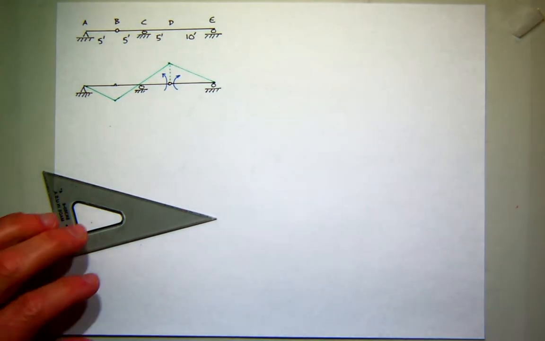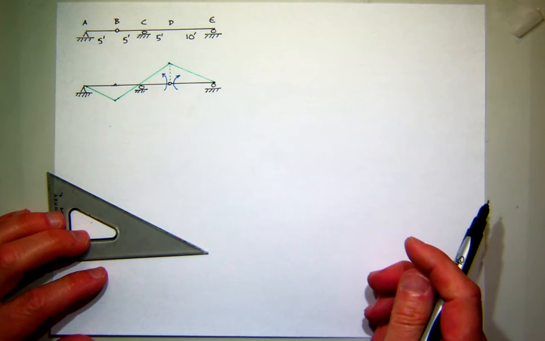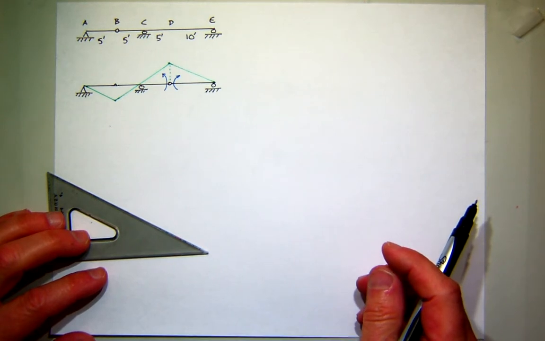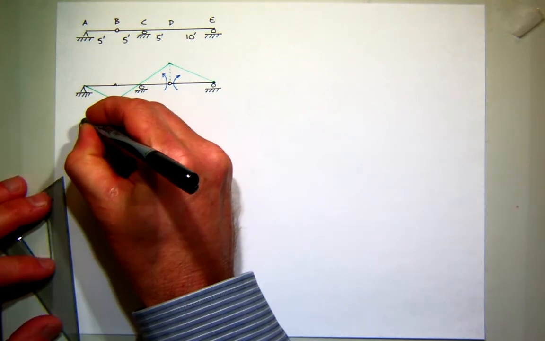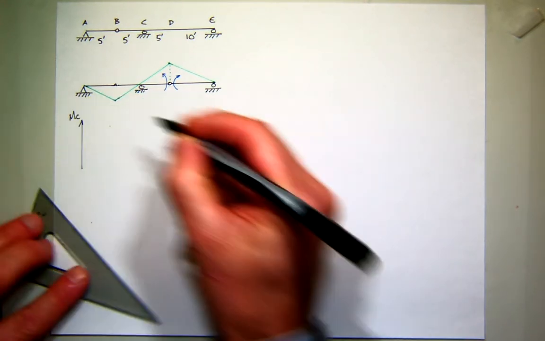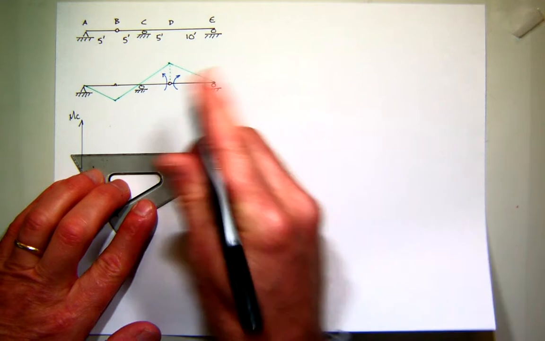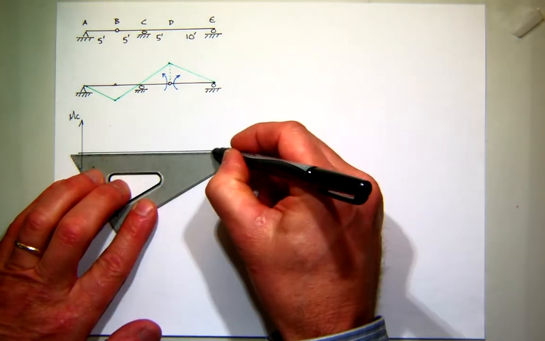Everybody follow that? If you just found the moment at D, how would you know whether it would be negative or positive? We don't. We don't know yet, so we're going to check both cases. So this is my influence line then. My influence line for the moment at D is going to look like this. I'll try to draw it a little more to scale.